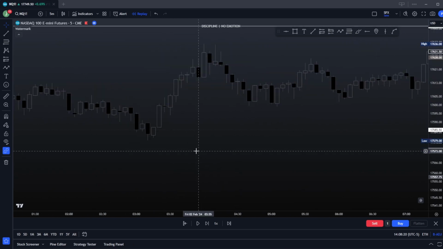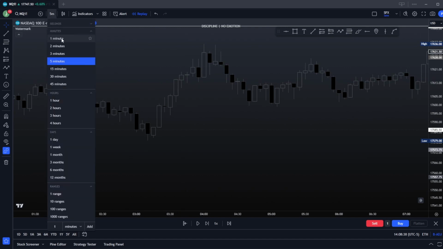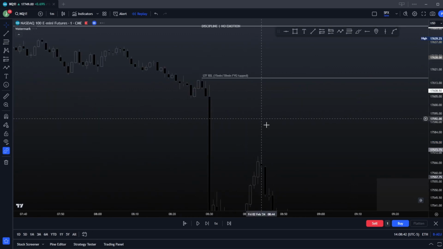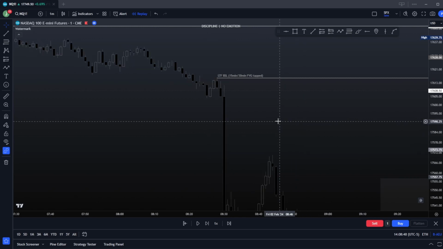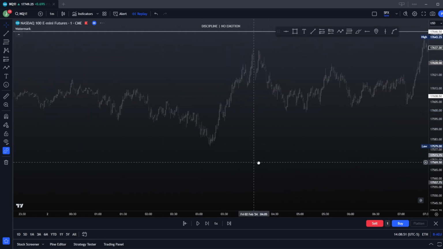And then regarding fair value gaps. No, I think I actually said that wrong. Market structure shift, that's a higher time frame. Break of structure is a lower time frame where it looks like a market structure shift, but in the grand scheme of things, we're still in an uptrend. I had that backwards. That's my bad.